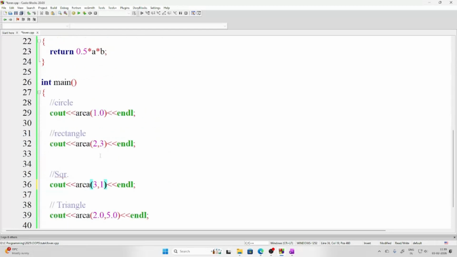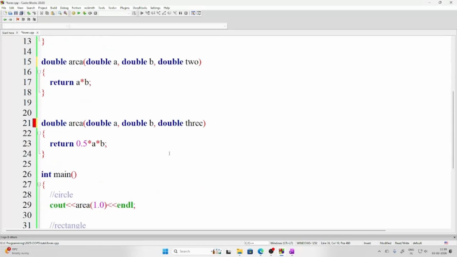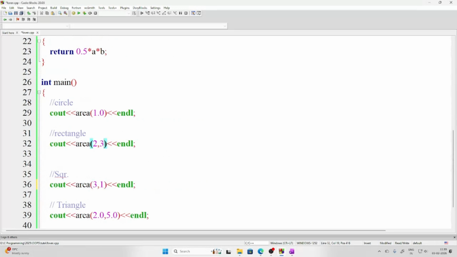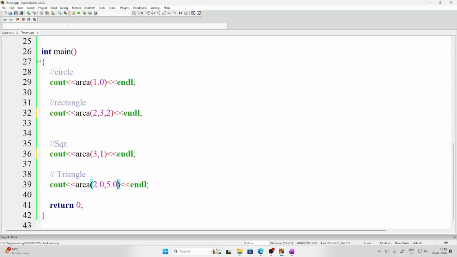For next one is rectangle. Where is the rectangle? Rectangle this. So rectangle is these two plus one more argument. So I am passing here 2. Just a dummy argument. This doesn't have any meaning. Just to differentiate, to let the compiler know that this is a different one. And then comes the triangle. So again I have to pass one more dummy argument. Let's say it is 4 or 3, doesn't matter, you can pass anything.